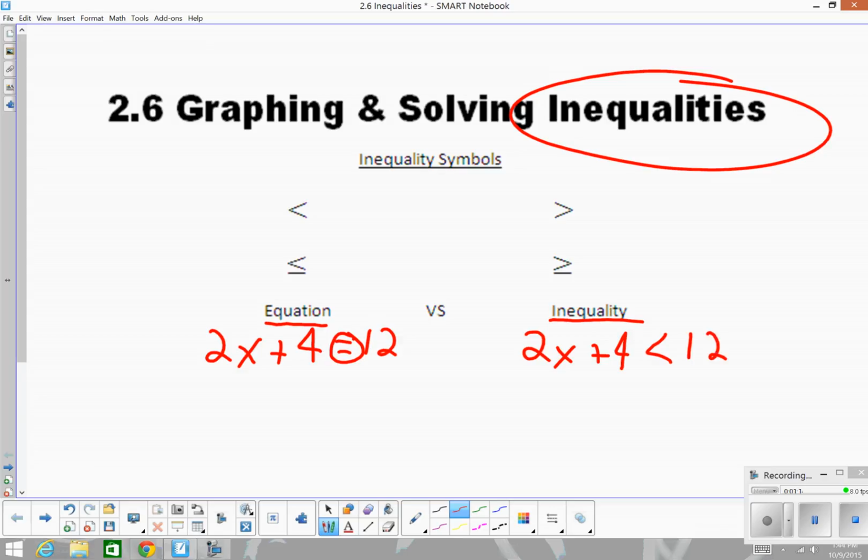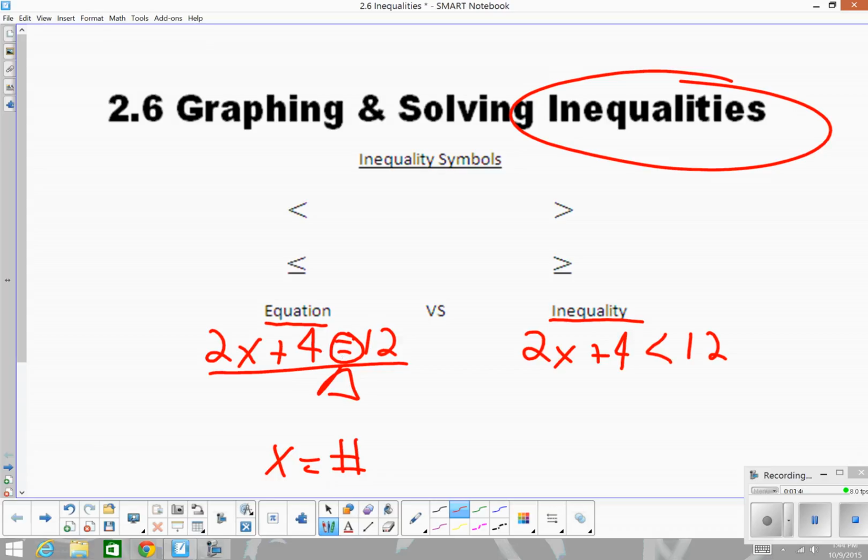Now the difference is for an equation, the ultimate goal is to say, if this was a scale, what number, if I put it into the letter x, will make both of those sides equal. That's when you solve and you have x equals a number. Then you plug that number in and both of those sides should equal 12.